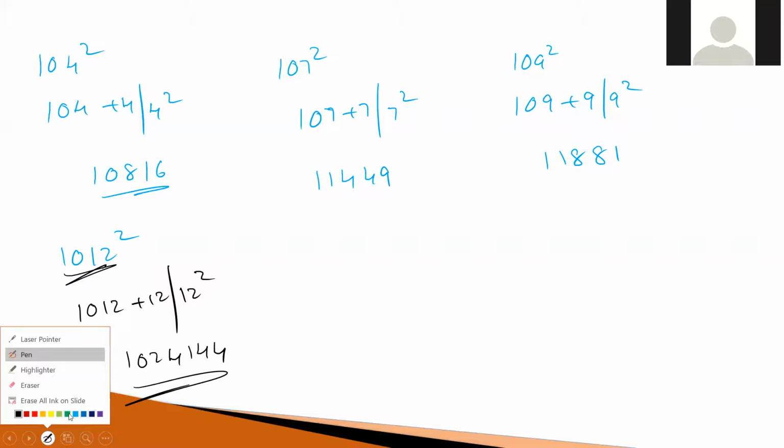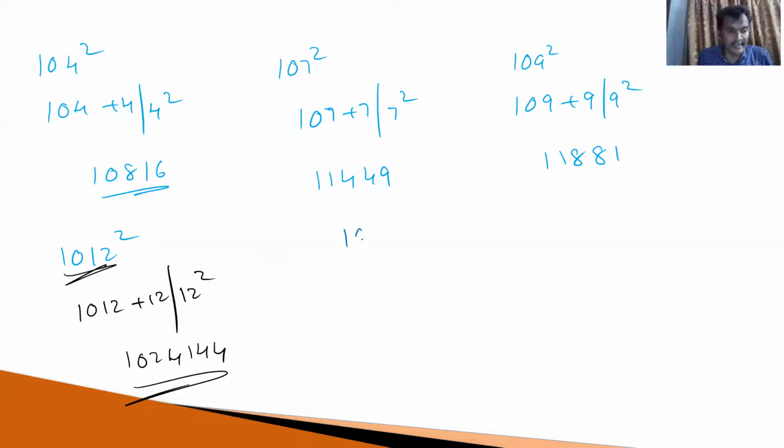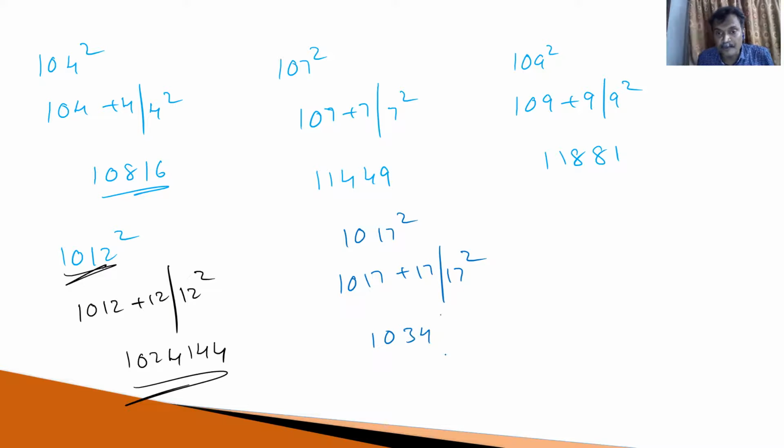One more example. What is 1017 square? What happened? 1017 plus 17, 17 square. Okay, so what happened? This is equal to 1034. And what is the 17 square? That equal to 289. So just add to this number, 103689, which is required.